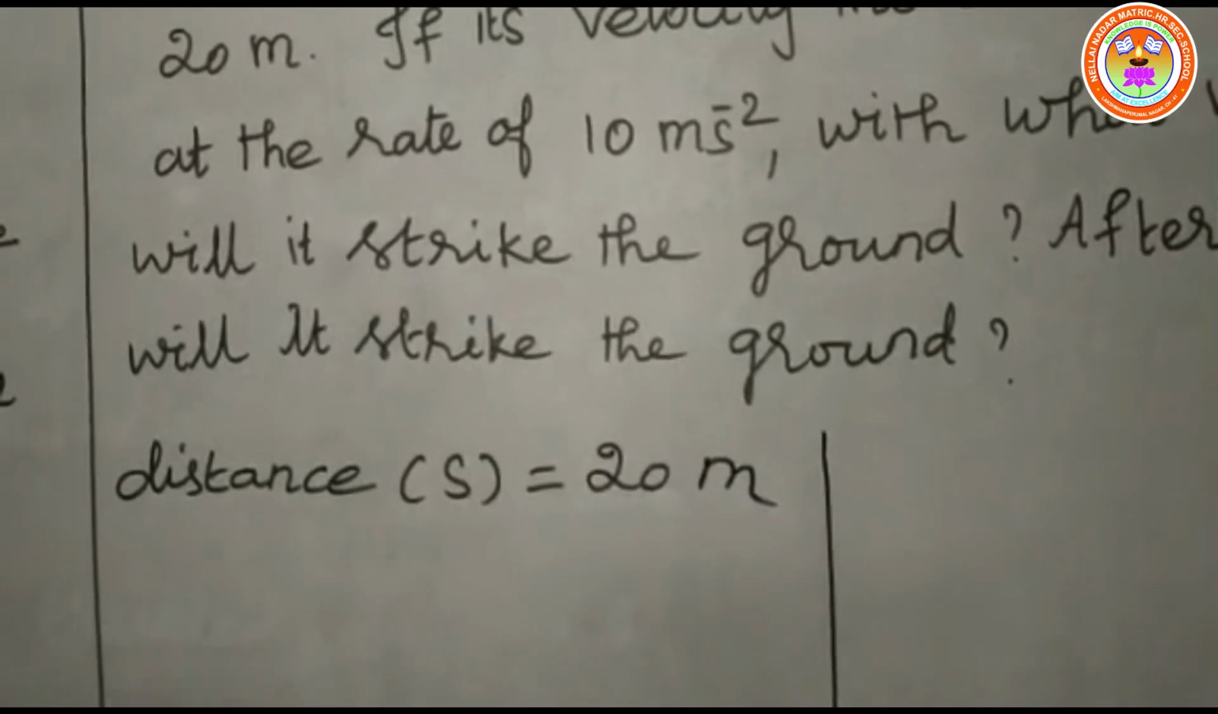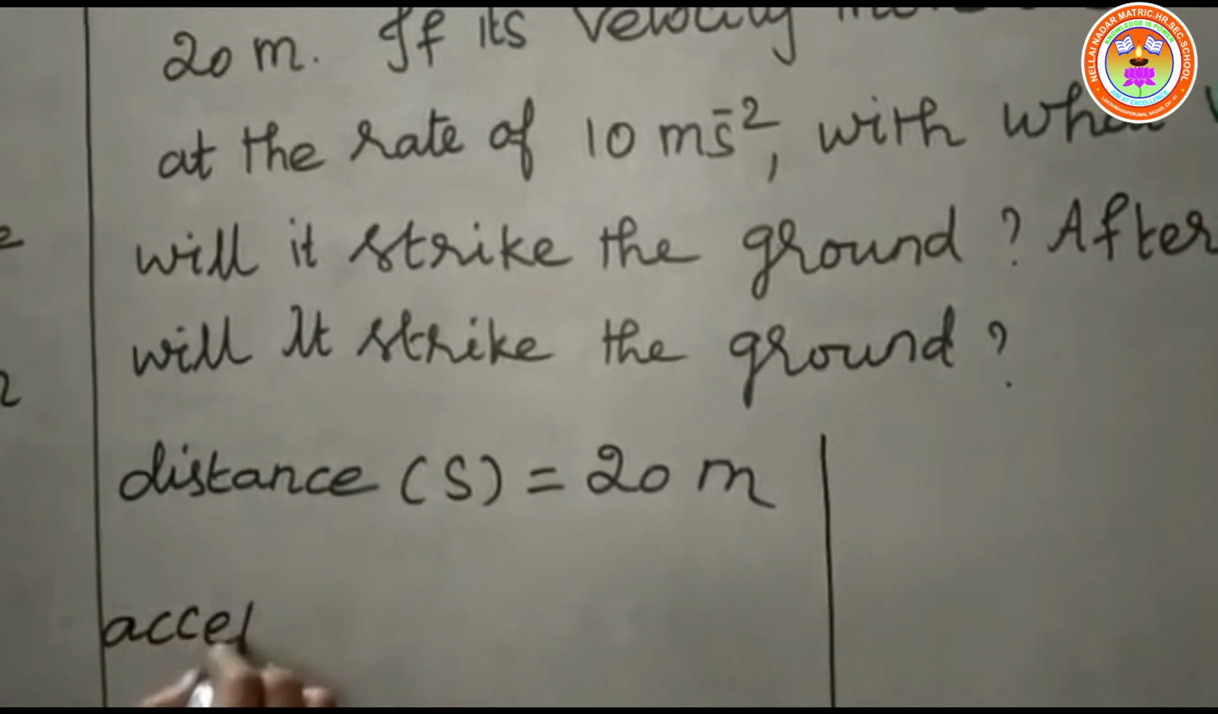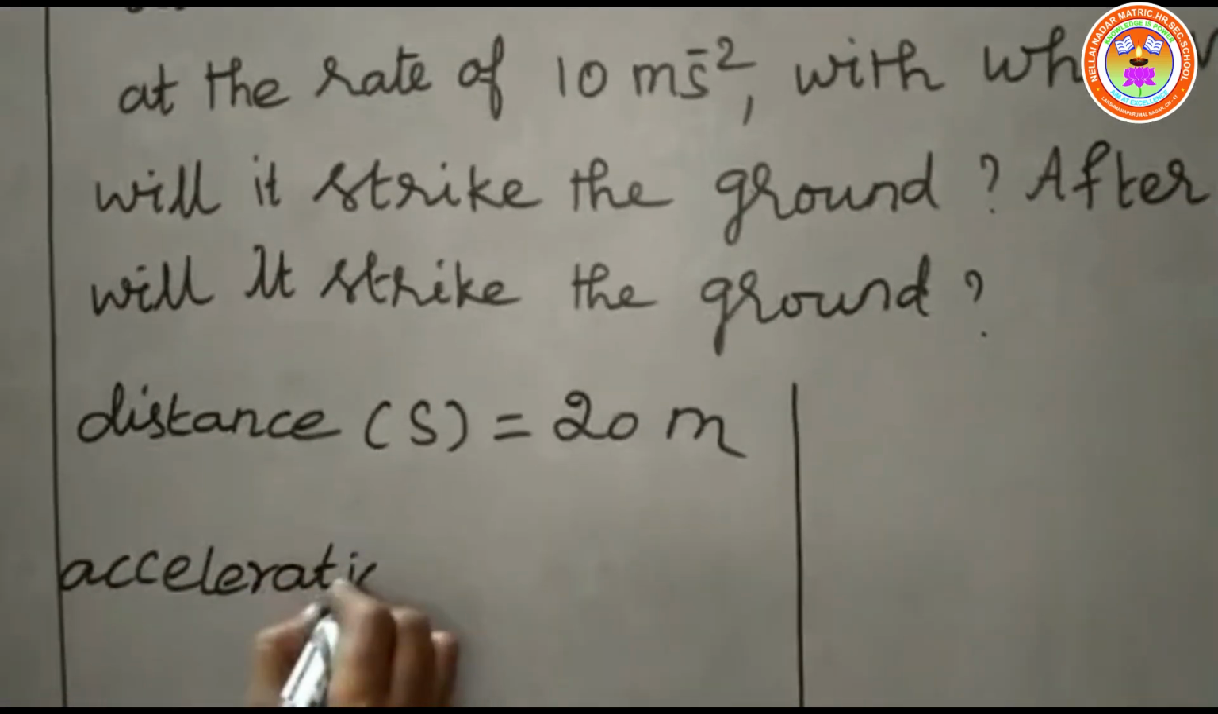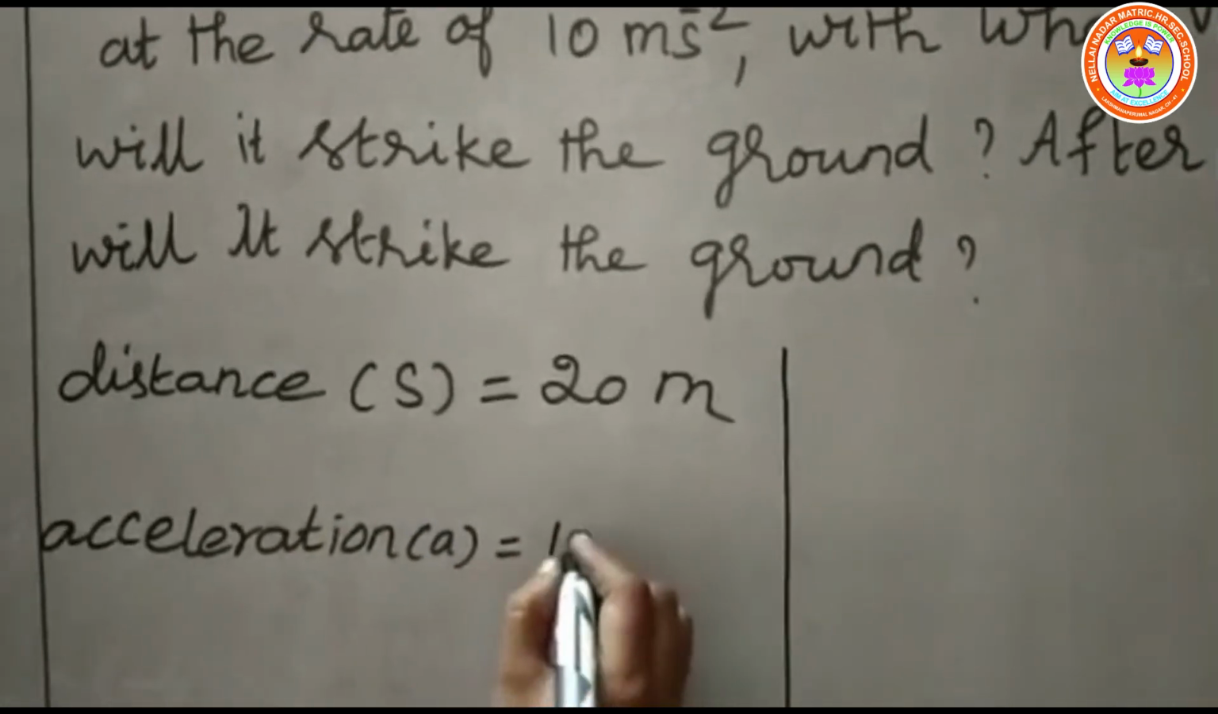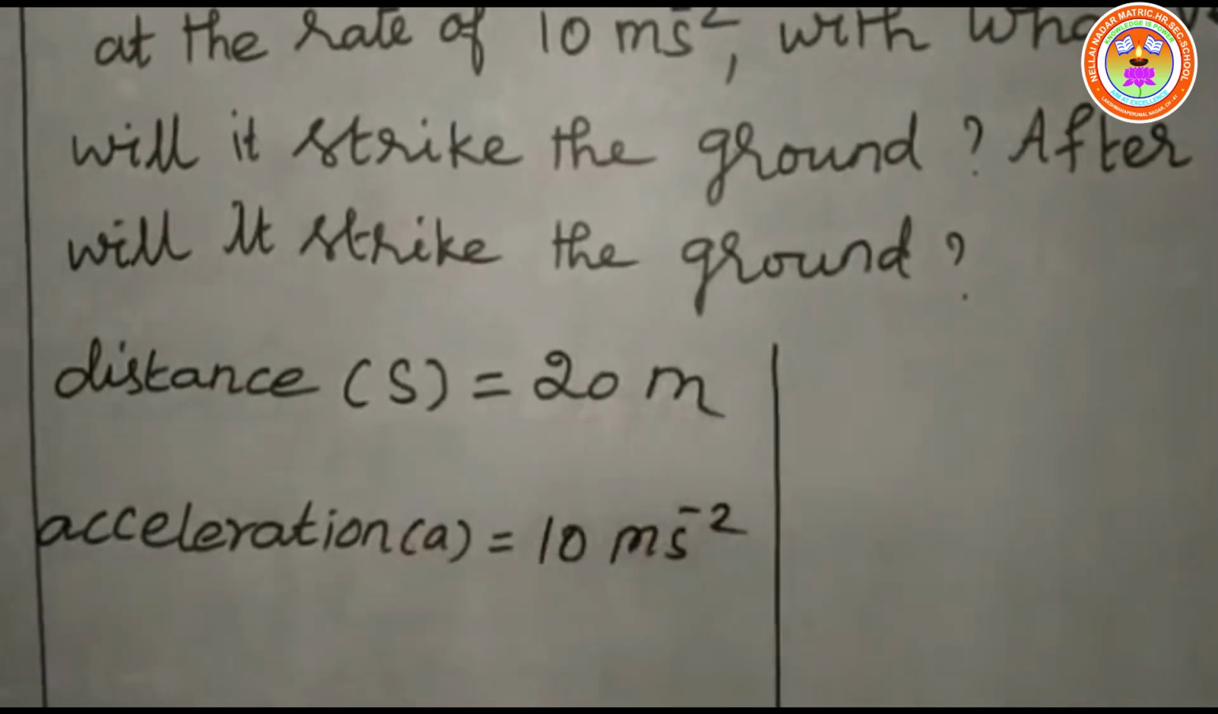And after that, what happens? The ball will be accelerated, isn't it? So the acceleration is denoted by the symbol A. What value of A is given? A equals 10 meter second power minus 2.